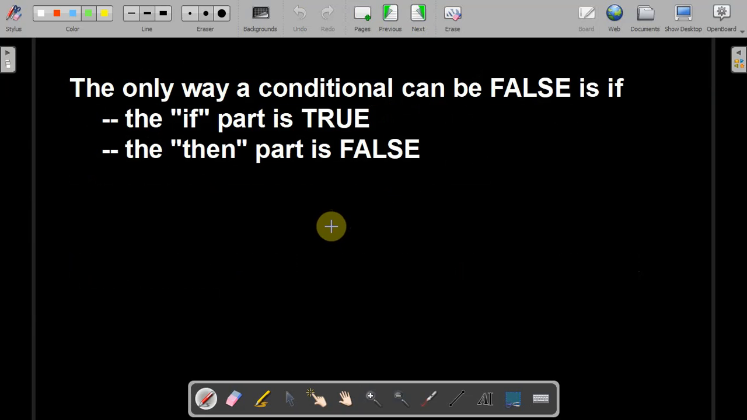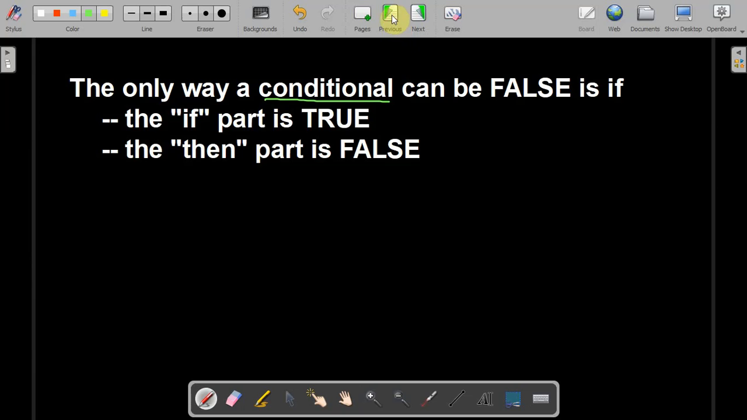Conditionals are either true or false. Any statement is either true or false. What would make a conditional true or false? Well, the only way a conditional can be false is if the following two things hold: the if part is true and the then part is false.